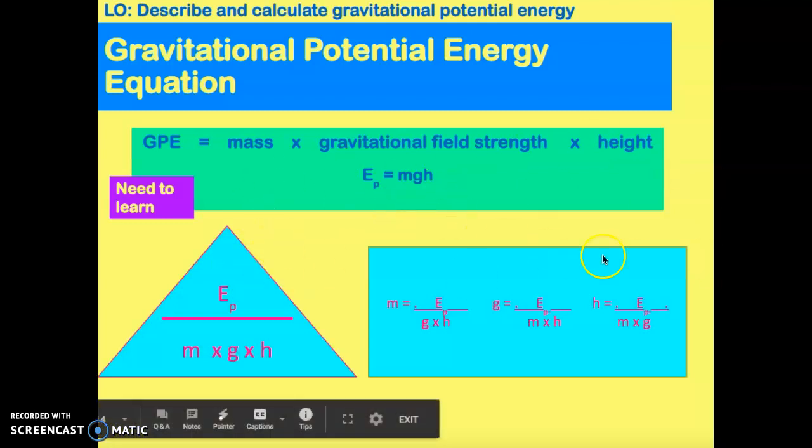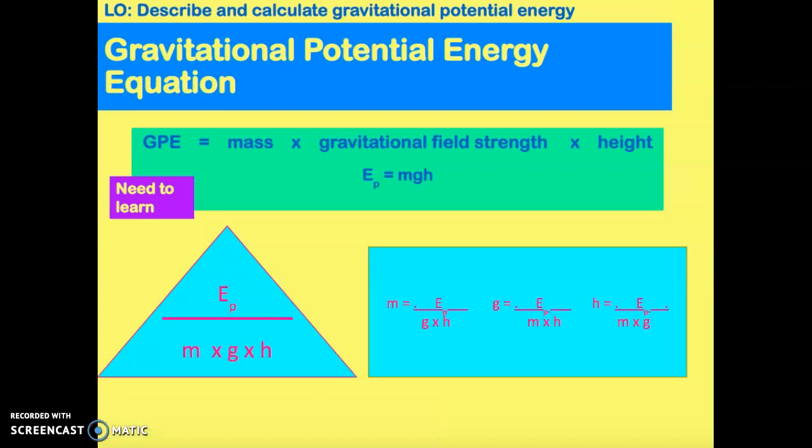So like I said, you need to learn this equation off by heart, and then you can see here, this is my triangle. Energy is on top, divided by mass times gravity times height. So if I wanted to find the mass, I would cover over mass. Mass is equal to energy divided by gravity times height. If I wanted to find the gravitational field strength, cover over that, and I'm left with energy divided by mass times height. And if I want to find the height, lastly, cover over height, and I'm left with energy divided by mass times gravitational field strength. So you do need to be able to rearrange the equation, but you need to know it off by heart.